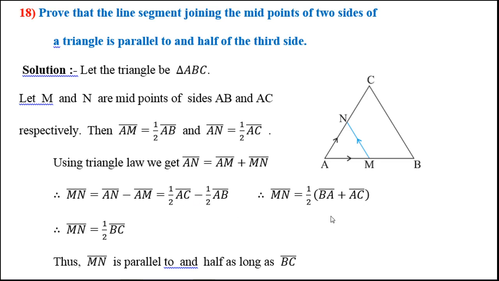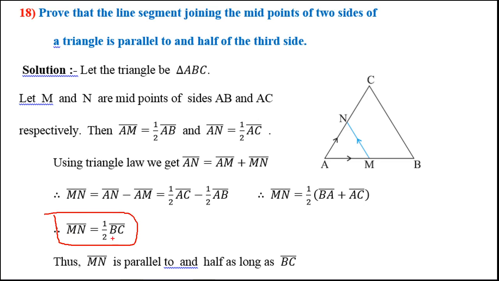Half is taken out. Now BA plus AC, you can see in the figure. That means shifting a particle from B to A and then from A to C is equivalent to shifting it from B to C. So the sum of BA plus AC is BC. So MN is equal to half BC. Now look at this vector equation. MN is equal to half BC.